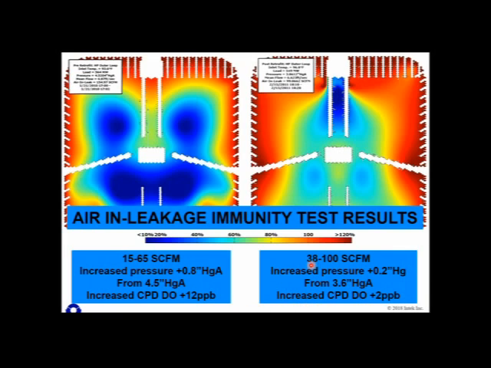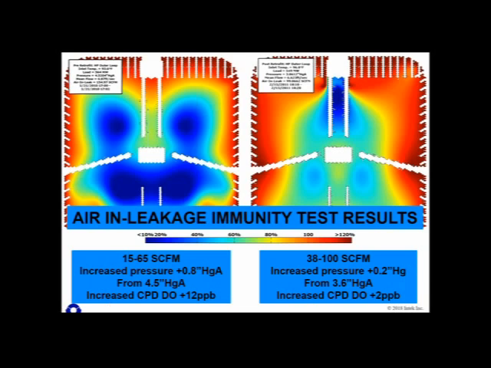So post retrofit, going from 38 SCFM to 100 SCFM, the condenser pressure only increased 0.2 of an inch from a baseline of 3.6 inches. And the condensate dissolved oxygen only went up 2 ppb. So much more immune to air in-leakage from a condenser pressure standpoint and also a dissolved oxygen standpoint.